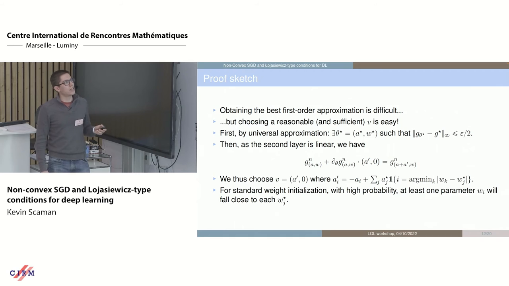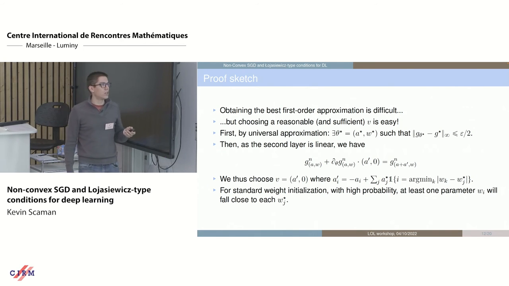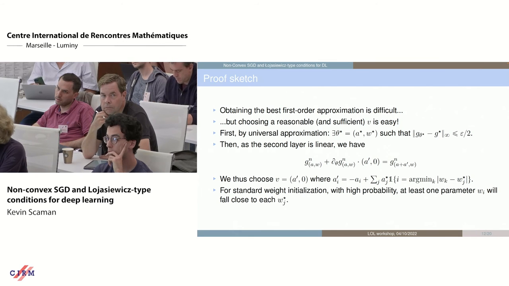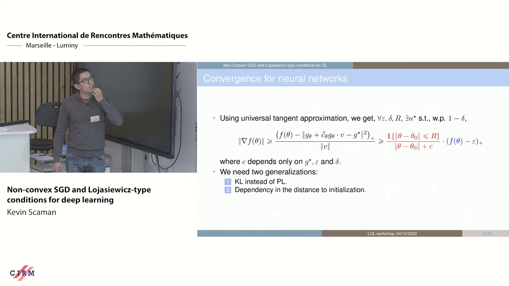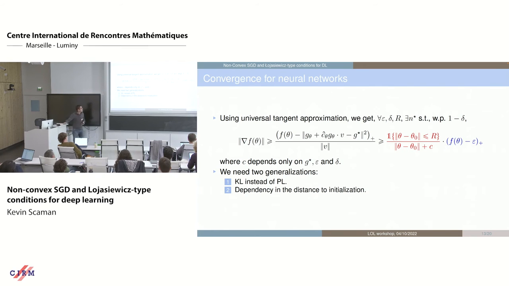So we do this in the most simple way you can think of. We're just going to look at the derivative with respect to the second layer, so just the linear layer. In this case, I take v equal to zero on the first layer. You have a very simple formula. Basically, you're able to change the value of the first layer. So you can just show that if you select this A prime nicely, you can recreate your target function. I will not go into more details on this because otherwise I won't have time to speak about the rest.